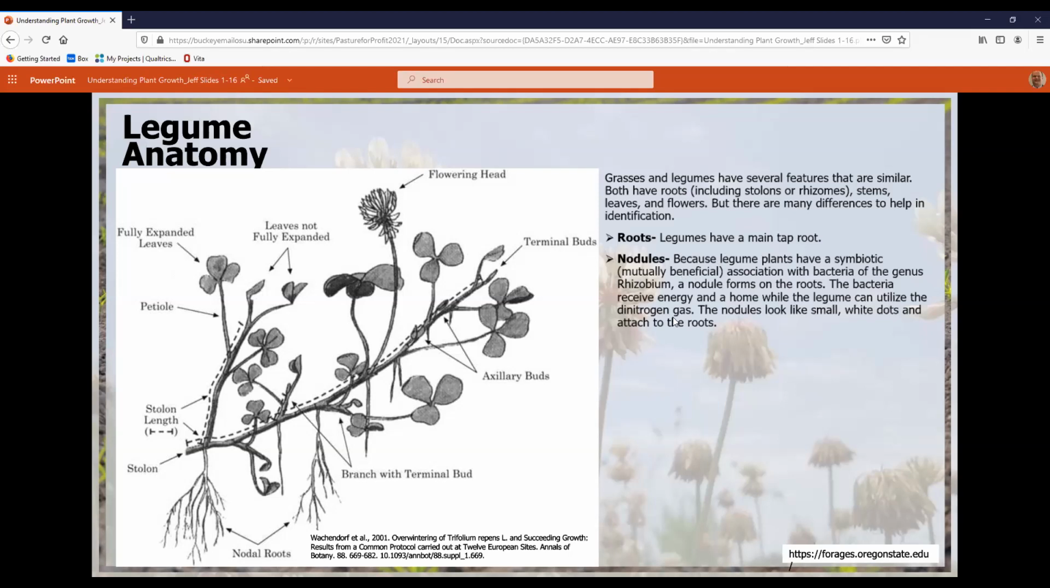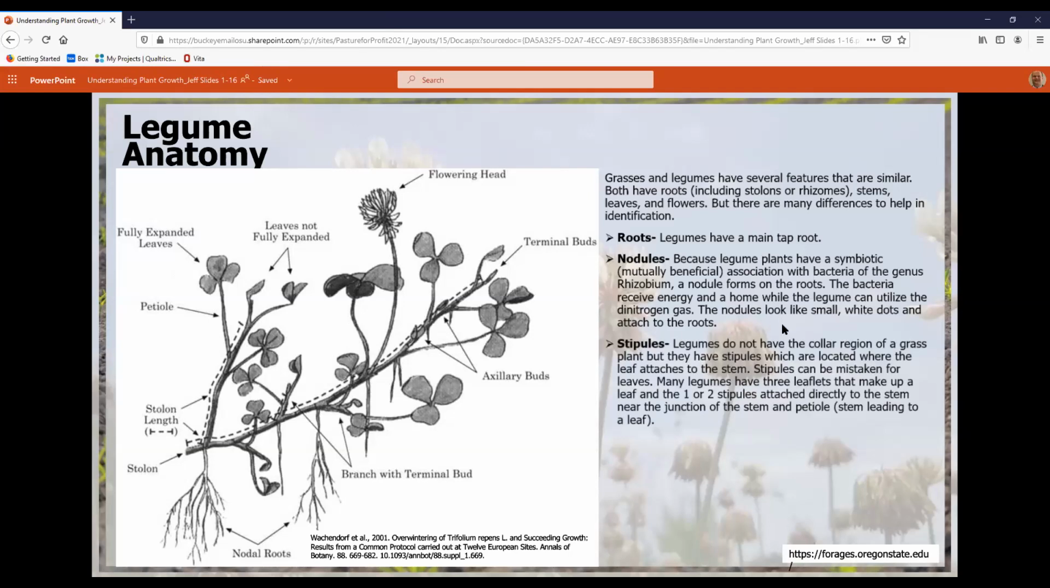Nodules. Our legumes have a symbiotic relationship with a bacteria called rhizobium, and rhizobium is actually the bacteria that helps capture and convert nitrogen from the air. So when we talk about legumes adding nitrogen to the soil, it's that symbiotic relationship with the rhizobia that does that. And these are little white capsules, nodules on the roots. When you dig up roots and gently pull the soil away, you'll see them as little white dots.